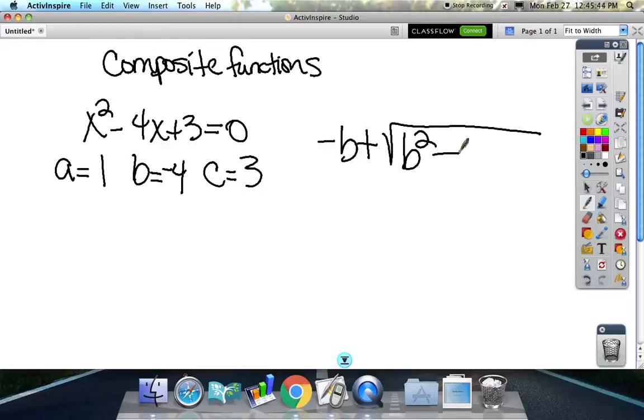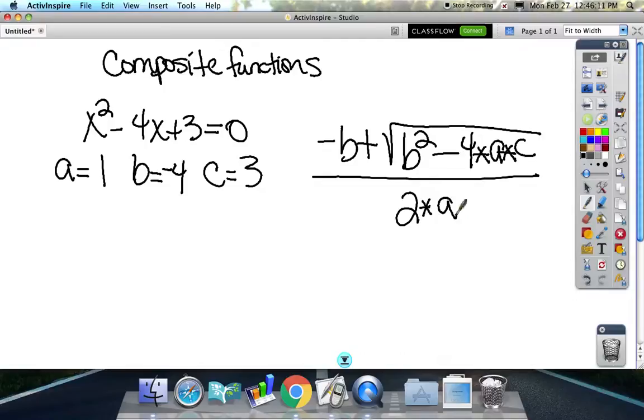4 times A, and then hit another times C. Now go down to the denominator and type 2 times A. Yep. Press enter.